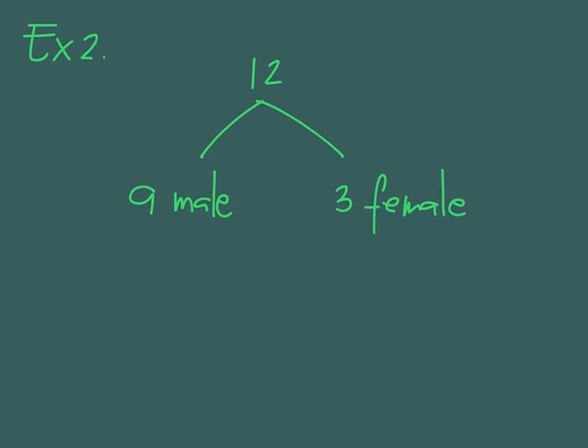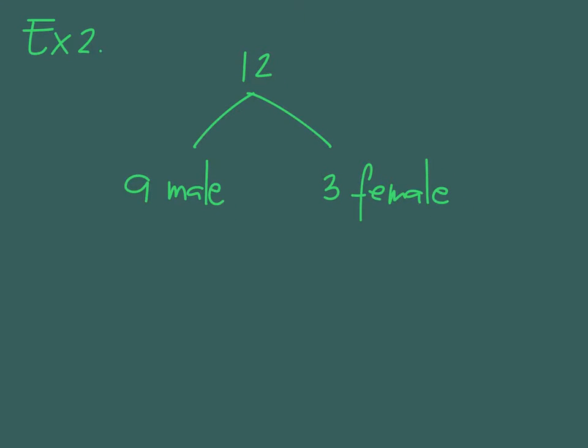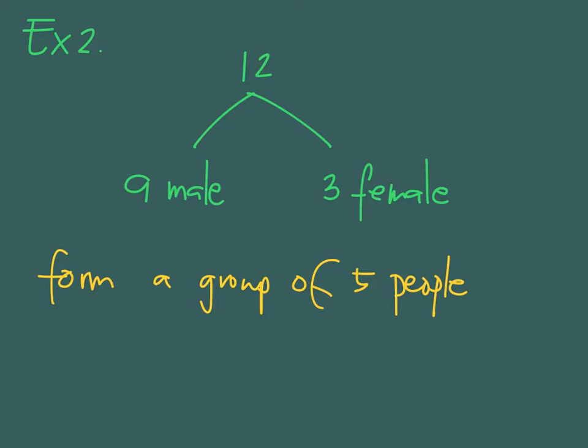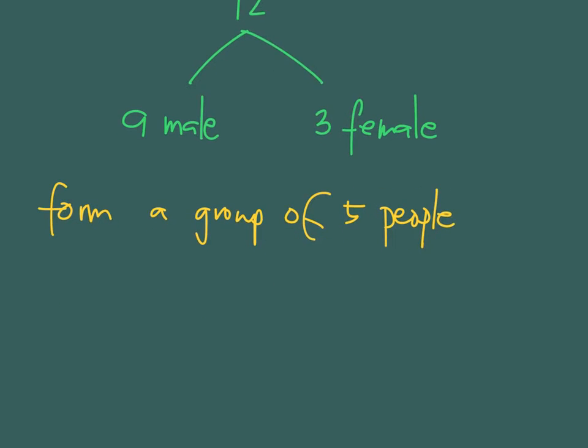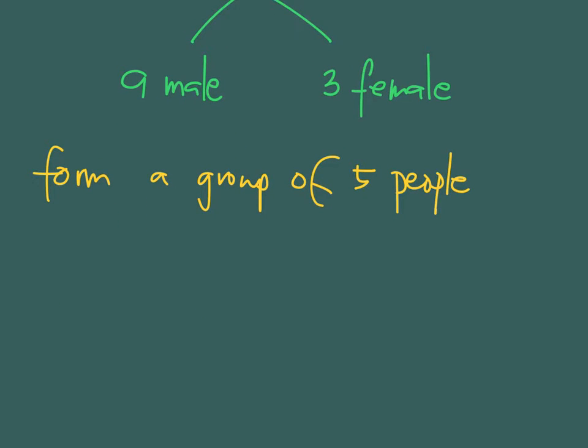Now suppose you were tasked to form a group of 5 people, and there is a condition that in that group, from 5, I need exactly 1 female. Every time I form 5 people, I need 1 female. So how do we apply the concept of combination in this question?